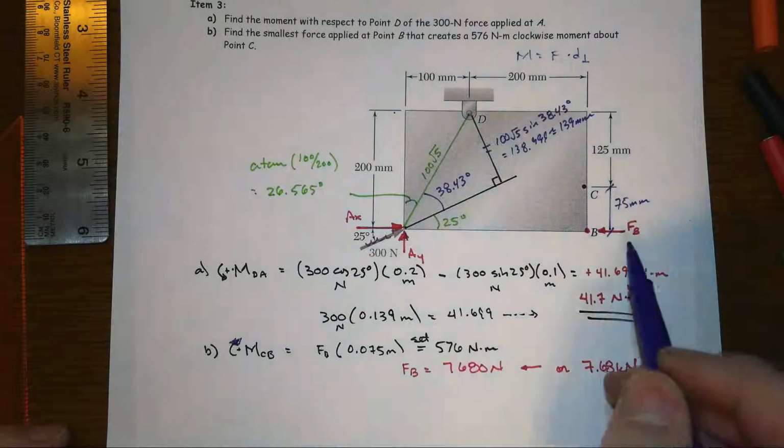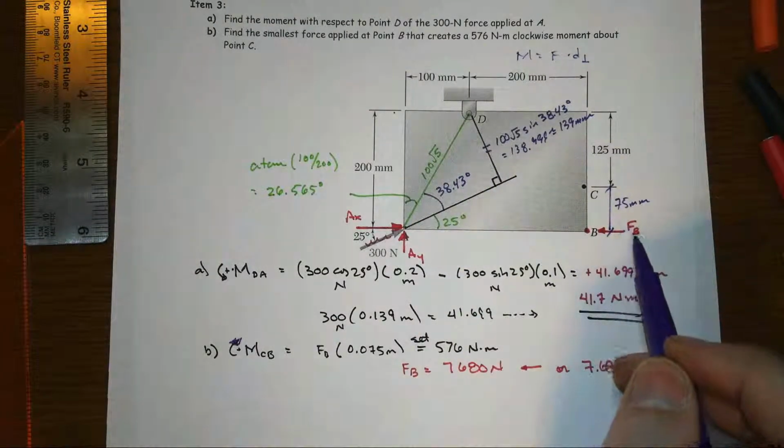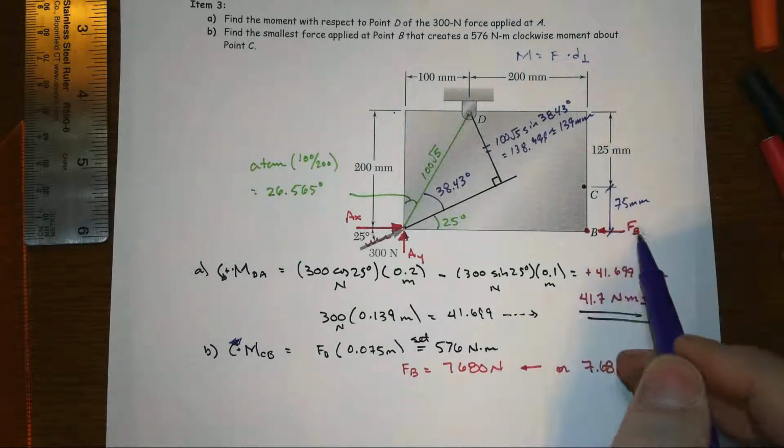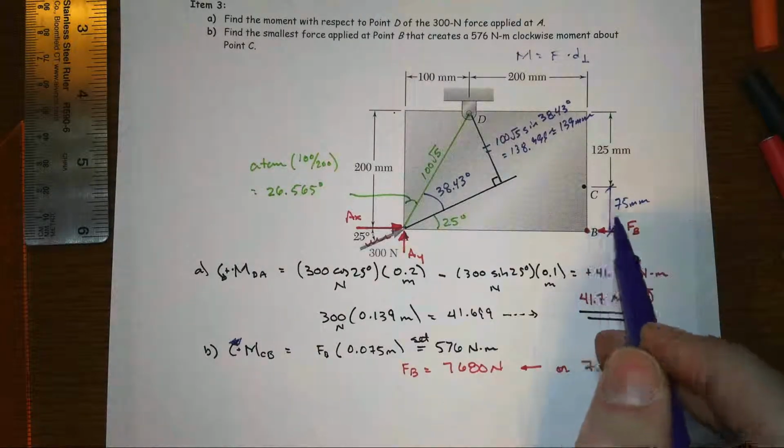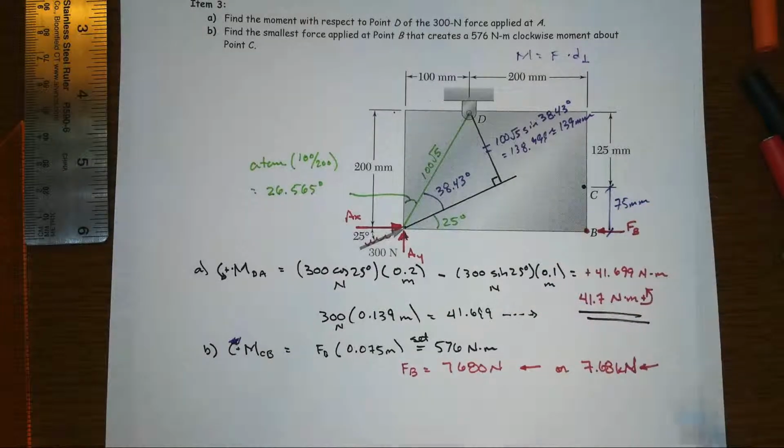The simplest thing that was being asked was really just this very simple case of what force at B would cause about C this clockwise moment of 576 Newton meters.